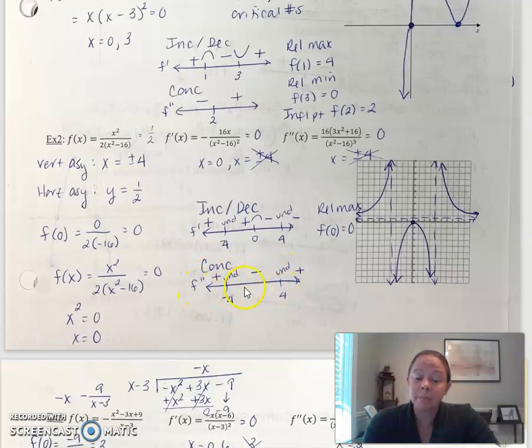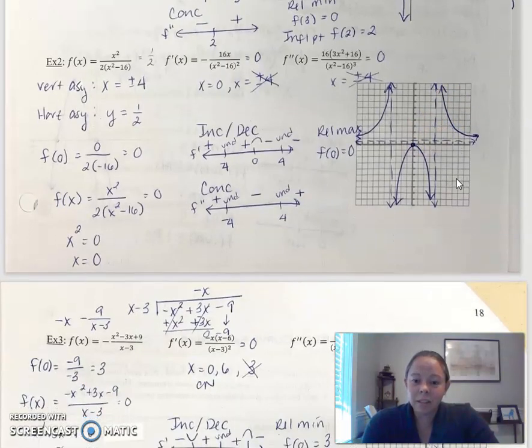So that's what I've done. And there you go. From there, I can use this information. I'm concave up until I get to -4, and I'm increasing. So that's this. Now between -4 and 4, I'm always concave down, but I go from increasing to decreasing. So that's this part. And then lastly, I end decreasing and concave up. And the only point that actually gets plotted on the graph is that relative max at (0, 0). Okay.